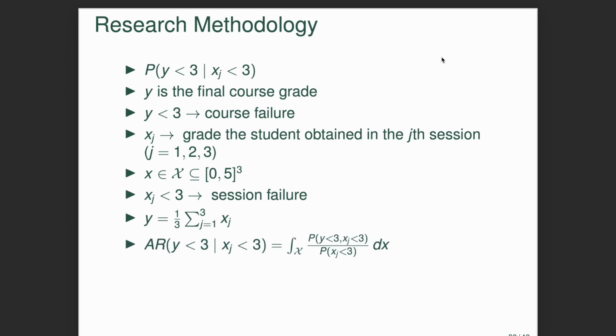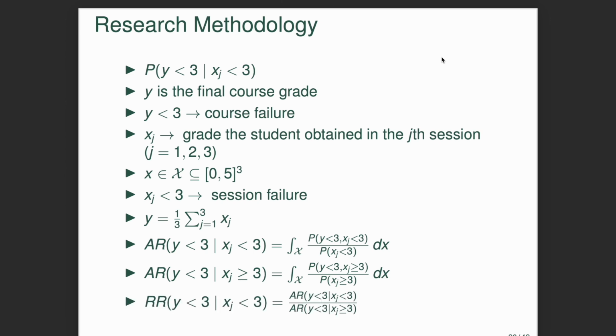To quantify the risk, we compute the conditional probability that the student fails the course given that they fail a particular session. We compute the probability of course failure given that the session was passed in the same way. Therefore, the relative risk is defined as the ratio between these two conditional probabilities.